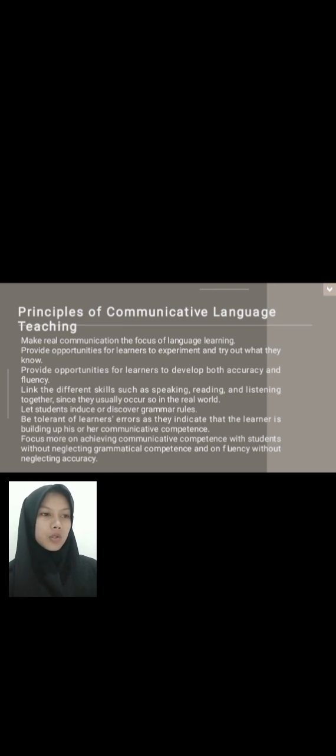Let students induce or discover grammar rules. Be tolerant of learners' errors, as they indicate that the learner is building up his or her communicative competence. Focus more on achieving communicative competence with students without neglecting grammatical competence, and on fluency without neglecting accuracy.